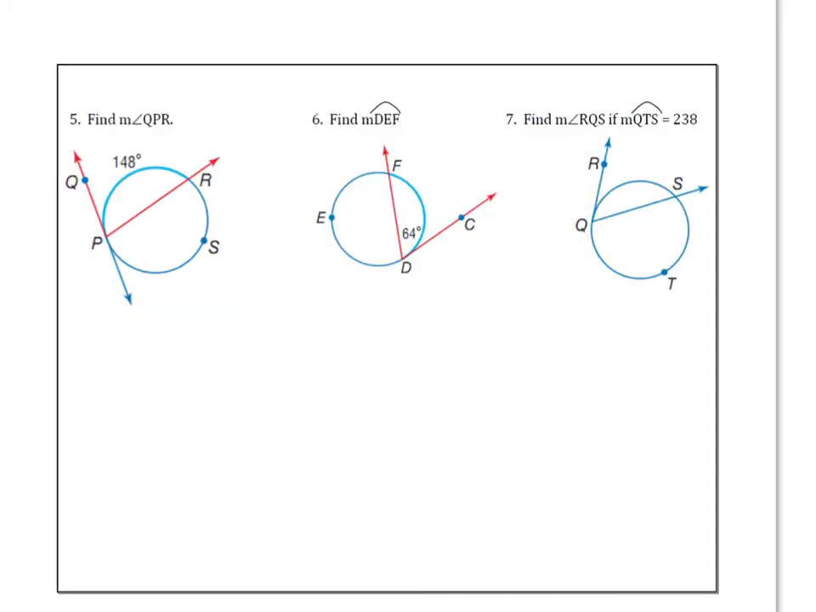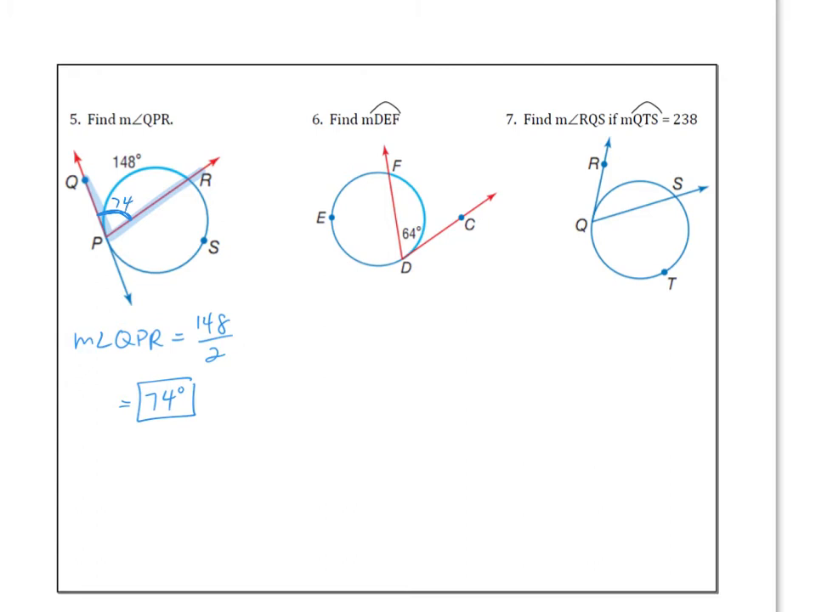Let's try some examples. Number 5, let's find the measure of angle QPR. Well, if we trace from Q to P to R, we are talking about this angle right in here. Notice how it opens up to the 148-degree arc. So to find the measure of angle QPR, we're just going to take 148 and divide by 2. And that ends up being 74 degrees. So this angle would be 74.